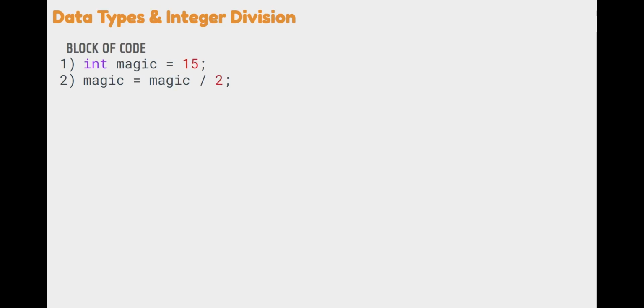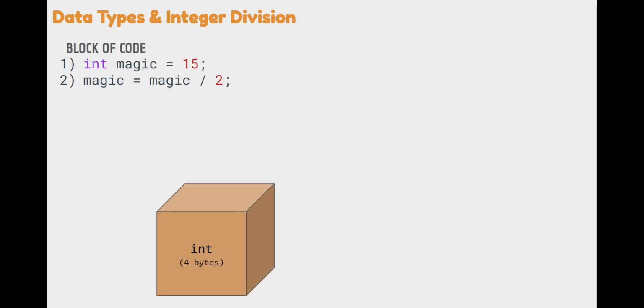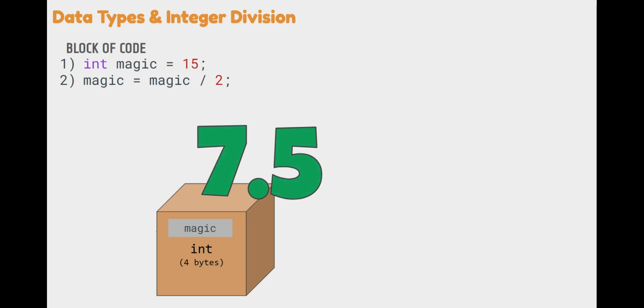So when we declare a variable of type int, Java goes to stack memory and it gets us a space the size of an int, which is 4 bytes. We give it the name of magic, and so then it labels that space in memory magic. And we initialize it to the value of 15, and that's fine. 15 fits perfect in that box. Then on the next line, we say magic is equal to magic divided by 2. Well, 15 divided by 2 is 7.5. 7.5 is not going to fit in that box. It is too big. That box does not have space for decimal places.